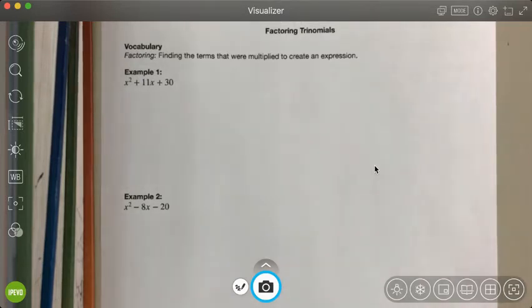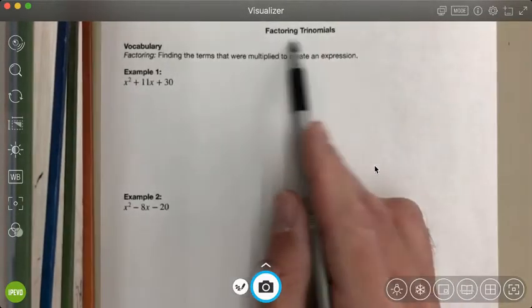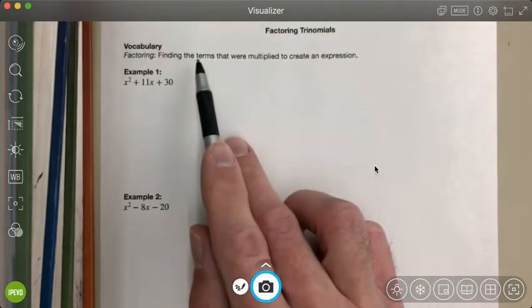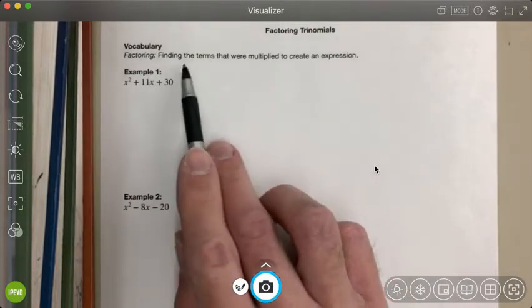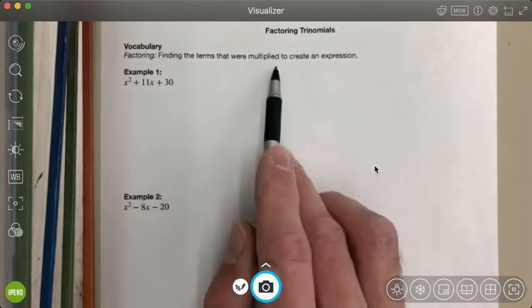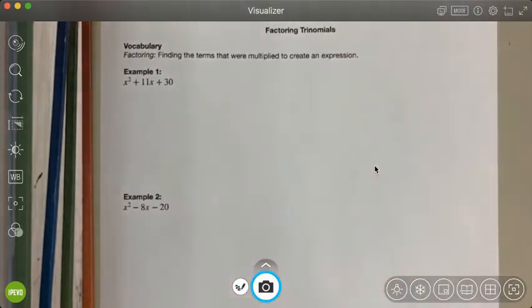Yesterday we were talking about multiplying binomials. Basically what we're going to be doing is factoring trinomials, which is essentially undoing that multiplication. So we want to find the terms that were multiplied together to create an expression.